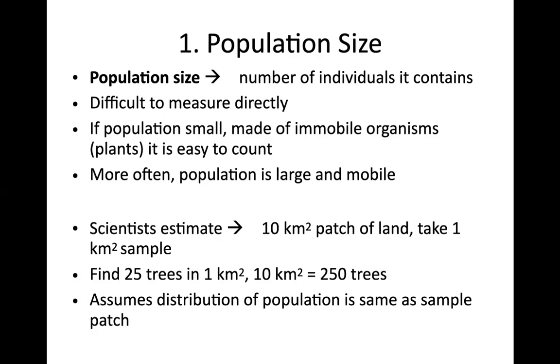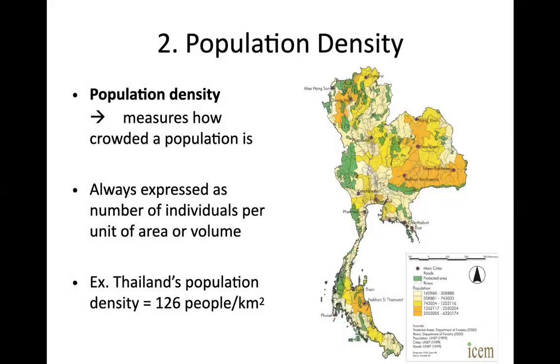So let's say, for example, you're studying colonies of ants, and the square kilometer that you are analyzing just happens to have more ant hills than the rest of it. You might overestimate the size of the population, or vice versa. If you have only one ant hill where the average number of ant hills per square kilometer is like 2 or 3, you're going to underestimate it. Number 2 is population density.